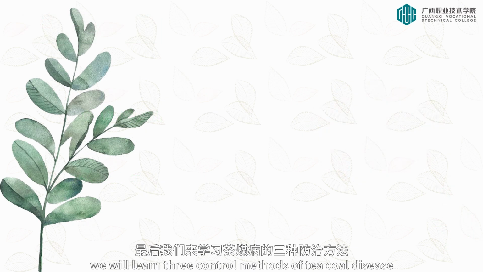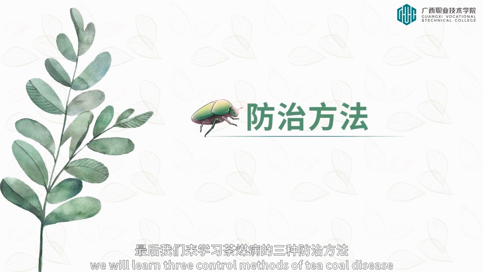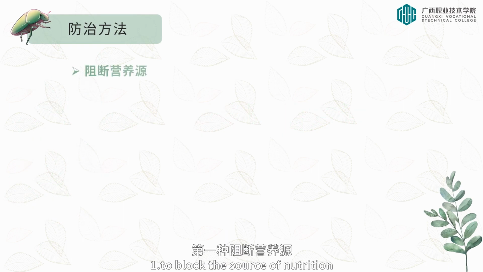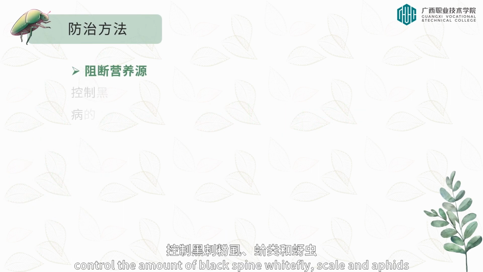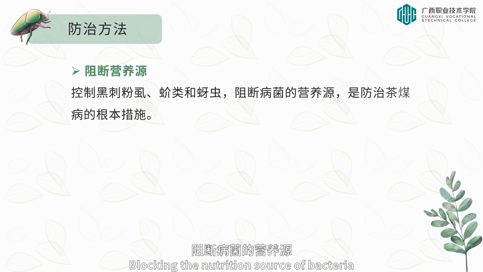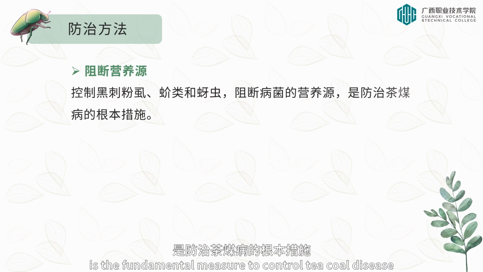5. Finally, we will learn 3 control methods of tea cold disease. 1. Block the source of nutrition. Control the amount of black spine whitefly, scale, and aphids. Blocking the nutrition source of bacteria is the fundamental measure to control tea cold disease.